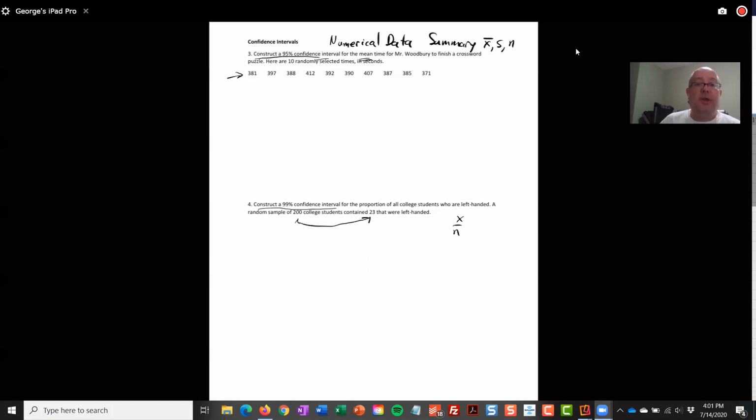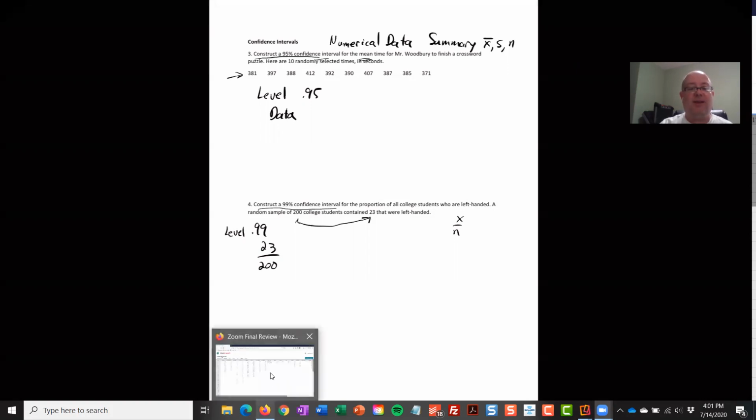Okay, things that we need to make note of here: the confidence level for the first problem is 0.95, and we're going to be working with data. In the second problem, the sample is 23 out of 200, and the confidence level is 0.99. That's all we need to get into StatCrunch. By the way, we do have to check conditions for this first problem because we have data. We have to make sure there are no outliers. I'll show you how to do that.